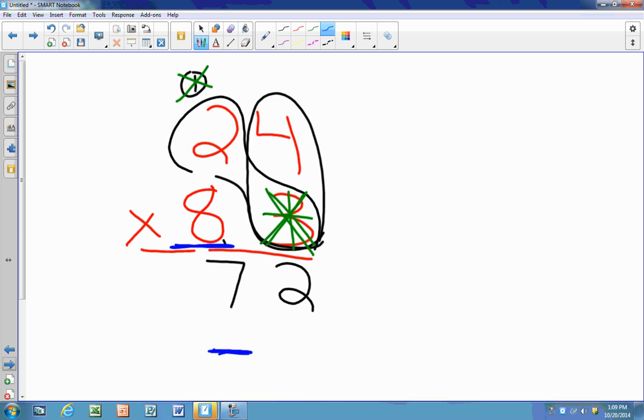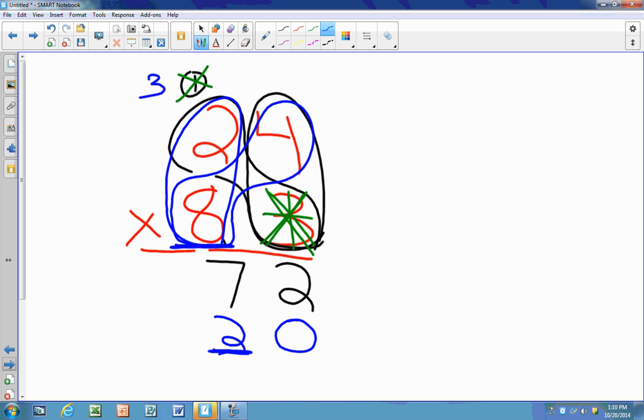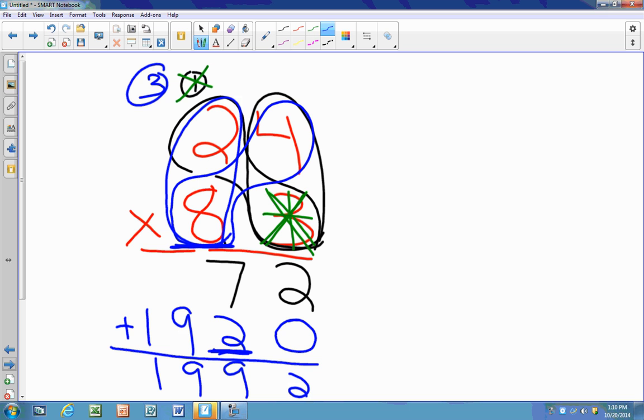So I have to ask myself, what can I put in the ones place to help me out? I can put a 0 in the ones place. Then I start all the way over at the ones again, and I do 8 times 4, and 8 times 4 is 32. I put my 2 down, I carry my 3, and now I go again, 8 times 2, which is 16 plus 3, which is 19, and I add them together, and I get my answer of 1,992.